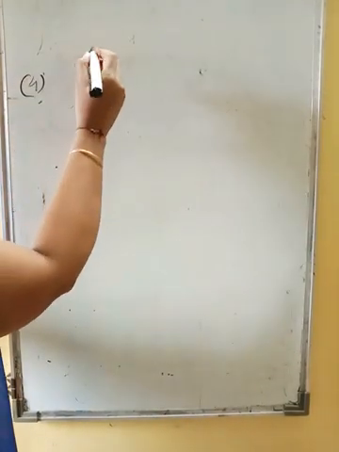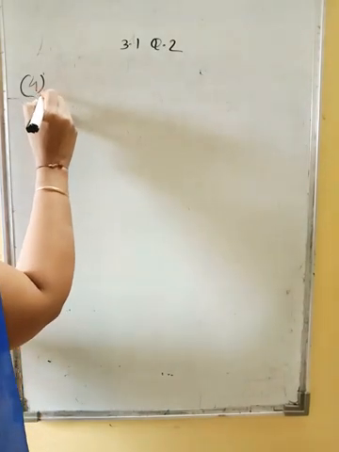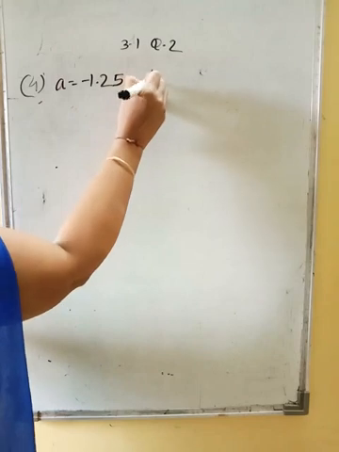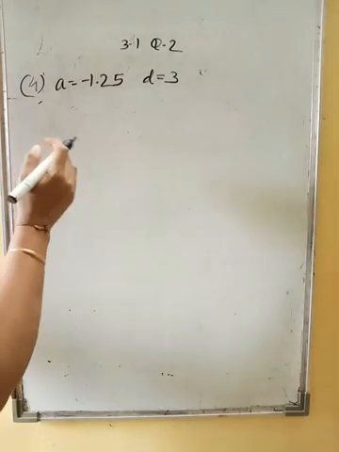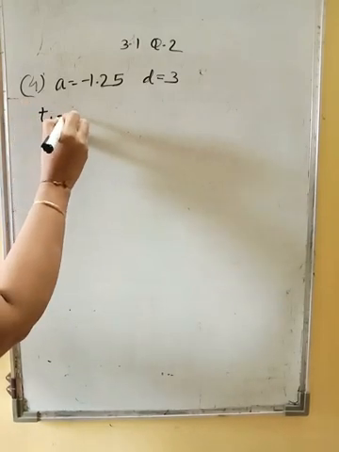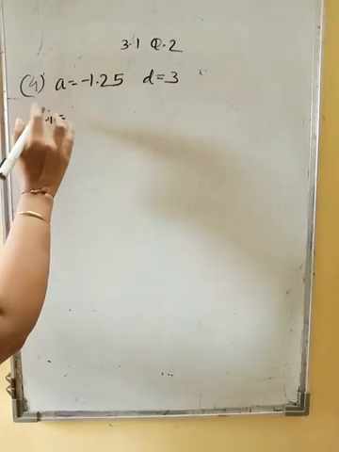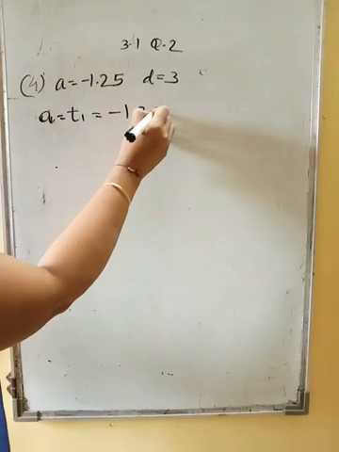Fourth question, 3.1, question number 2: you have a is equal to minus 1.25 and you have difference of 3. So here also the terms are starting from the negative numbers, but the difference is positive as the last case it was. So T1 is equal to, sorry, a is equal to T1, that way you write down. So a is equal to T1, so that is equal to minus of 1.25.